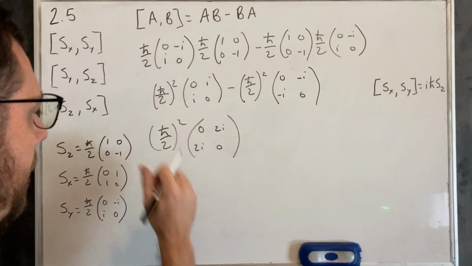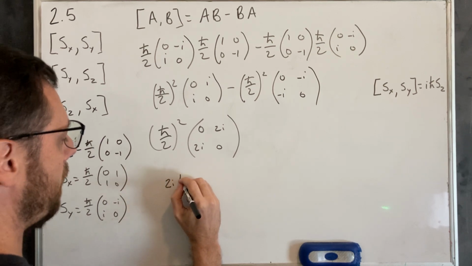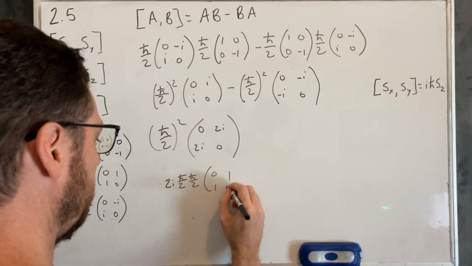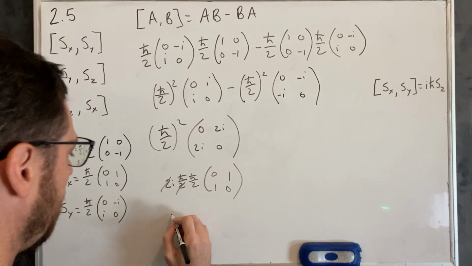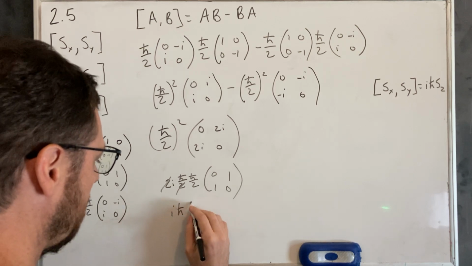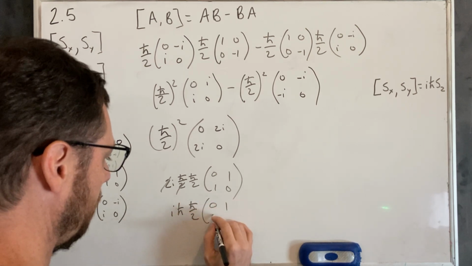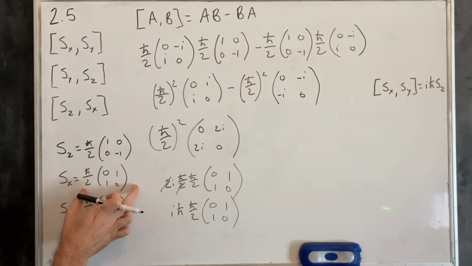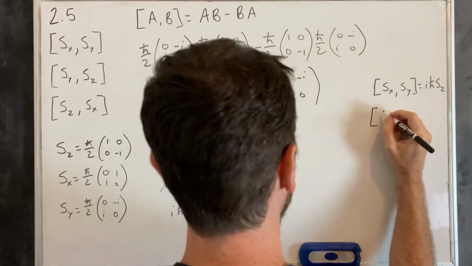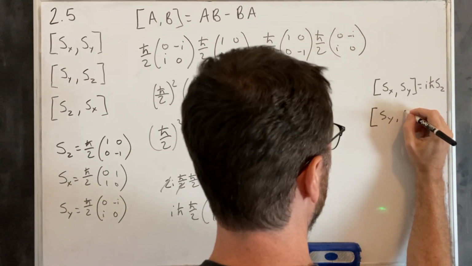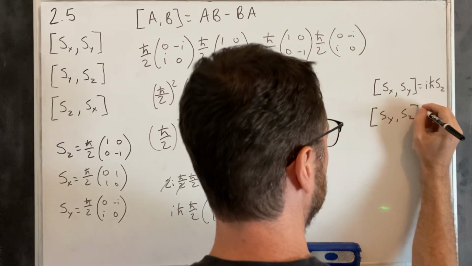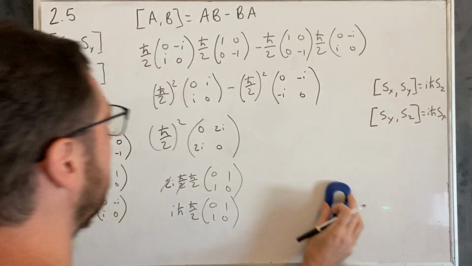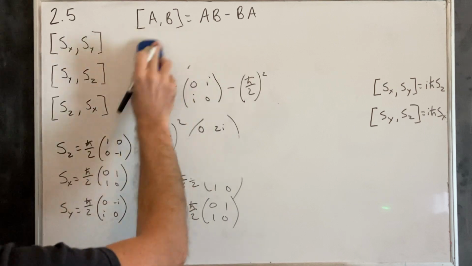Okay. Let's pull out a 2i. So we have 2i, h bar over 2, h bar over 2, 0, 1, 1, 0. These 2's cancel out. And we're left with i, h bar over 2, 0, 1, 1, 0. And 0, 1, 1, 0 is our Sx operator right here. So [Sy, Sz] is i h bar Sx. Okay, good. And now for the last one.